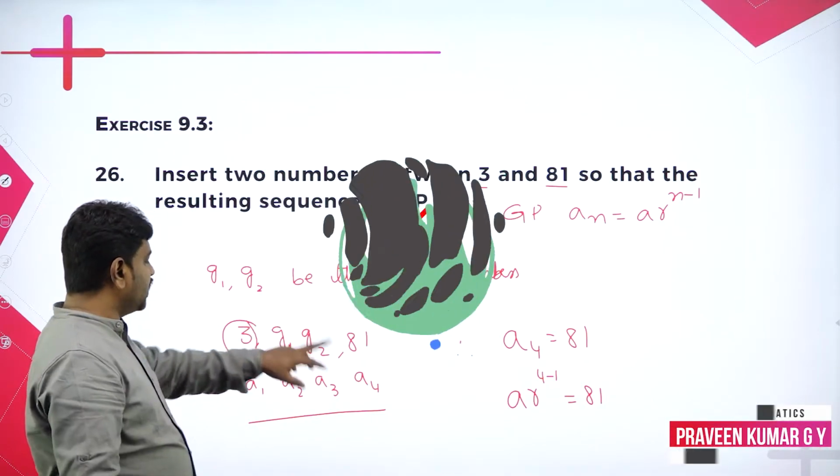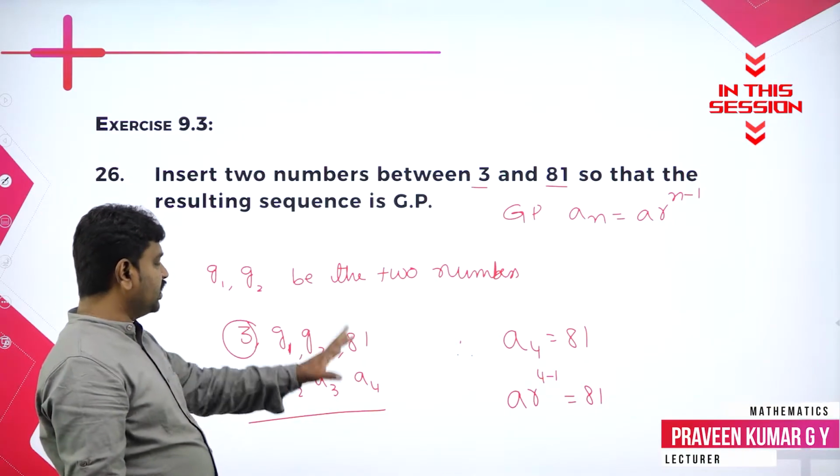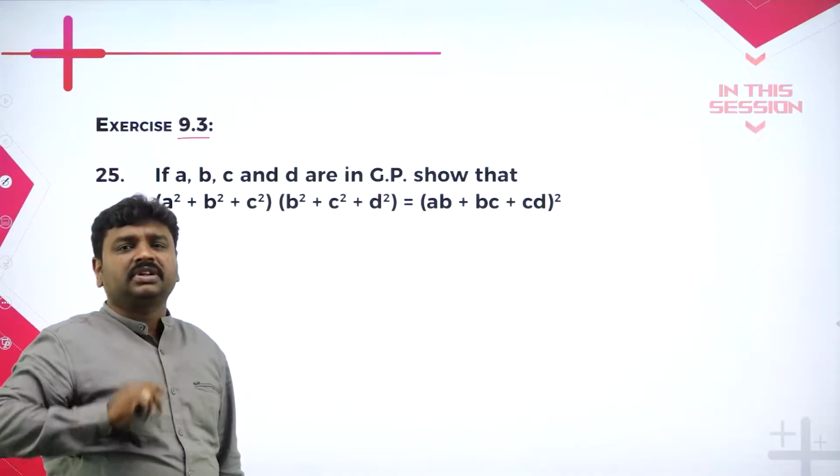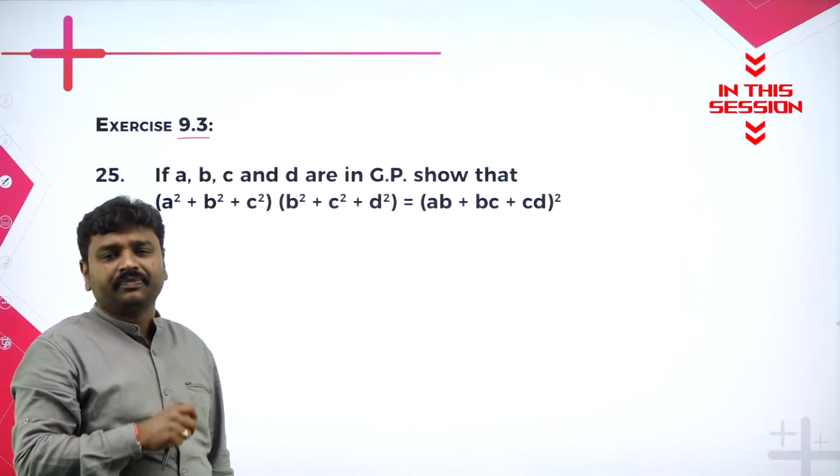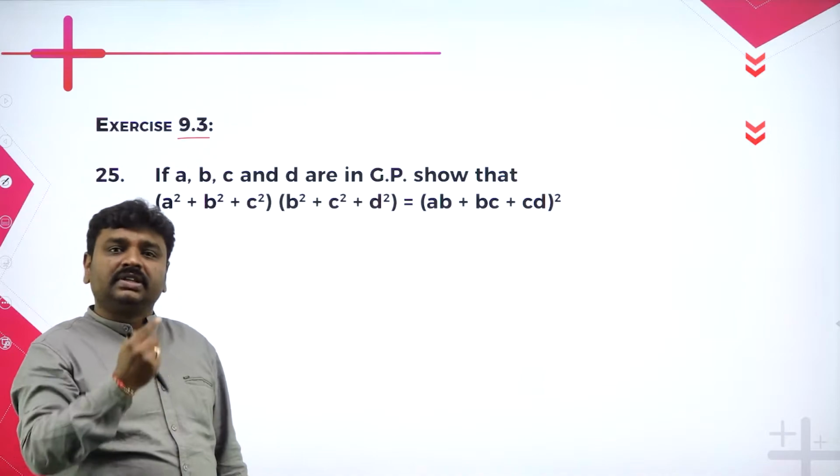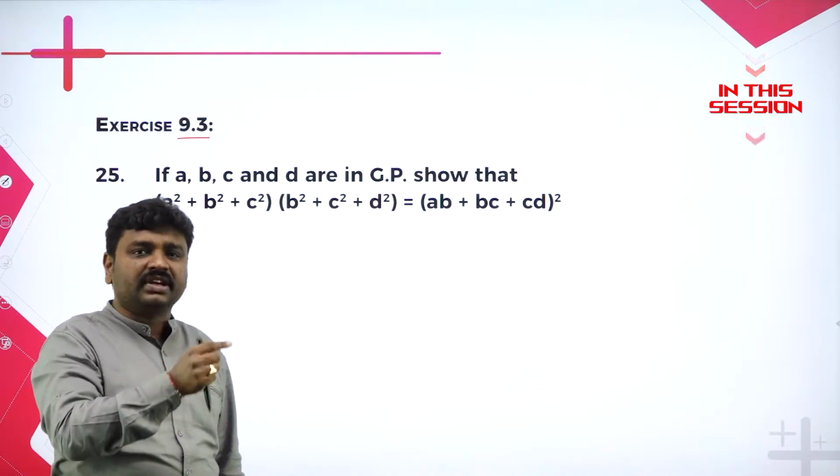and put them between 3 and 81. So 3, G1, G2, 81. Total 4 terms are there. The best method is take LHS, simplify, get an intermediate result.